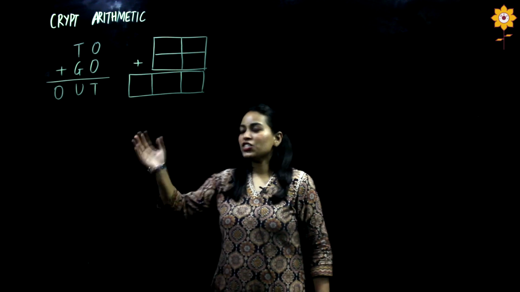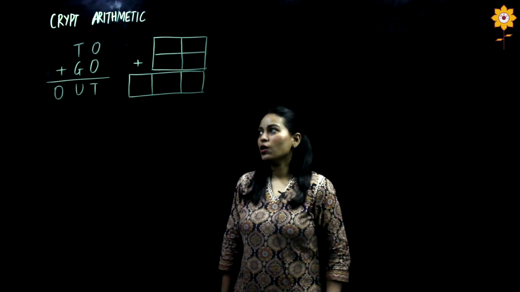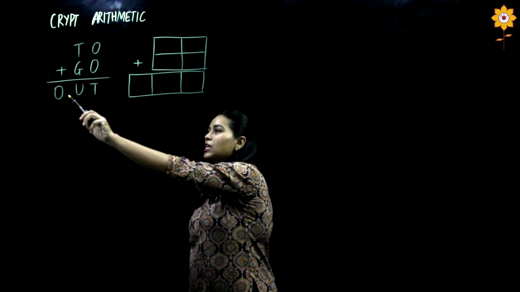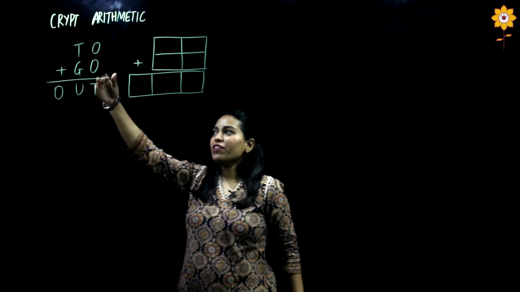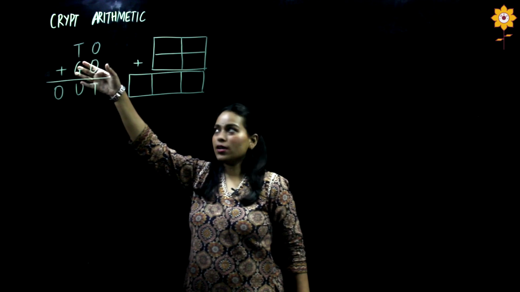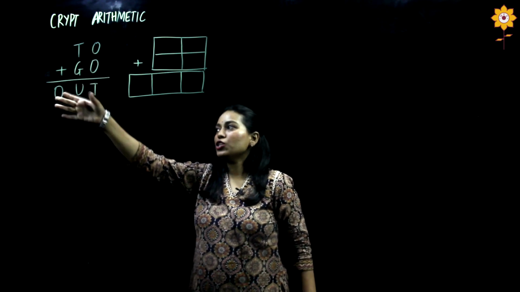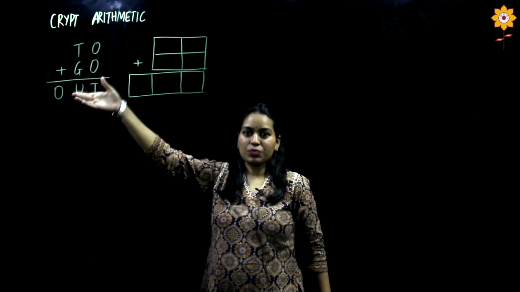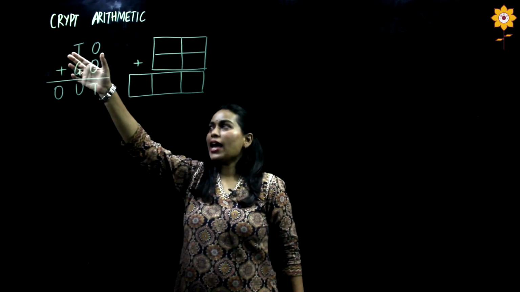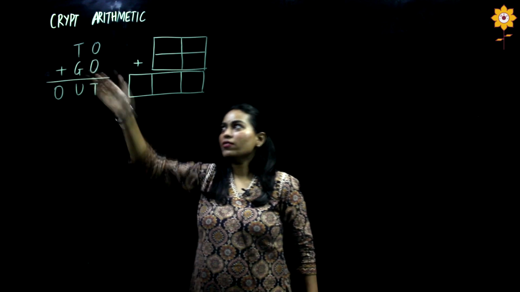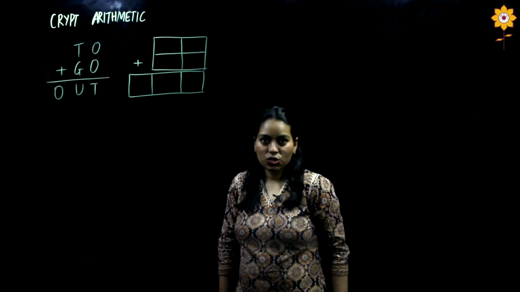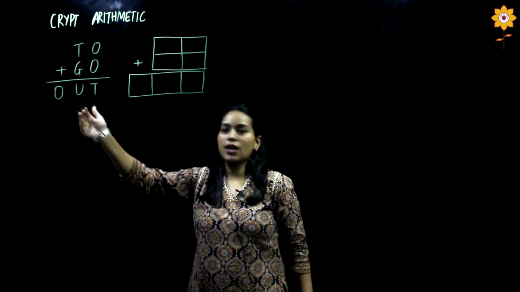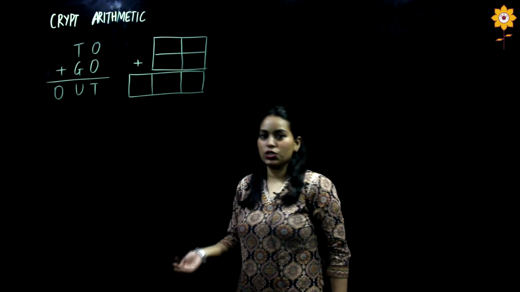So in this video, let's try to solve this particular question where they have given us two words, TO plus GO is equal to OUT. When we add these two words, we should get OUT as the output. As the name suggests, these alphabets in these words have some digit associated to them. Obviously, if we add those digits together, we will get this output which is also a digit.